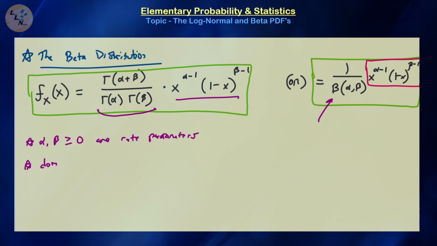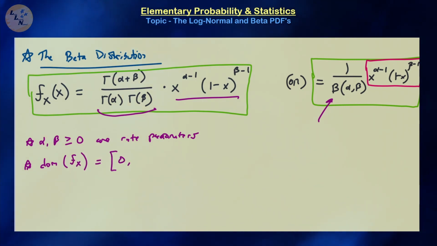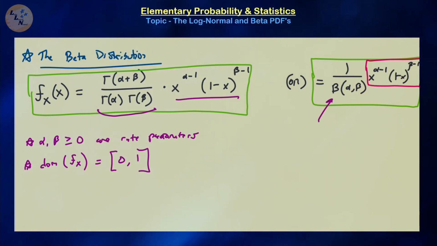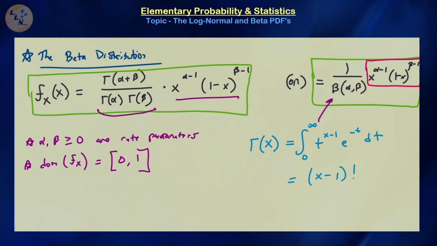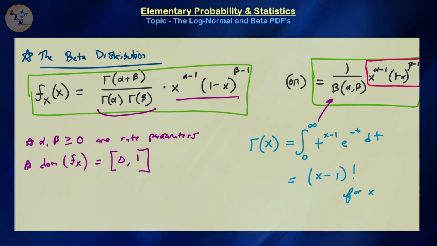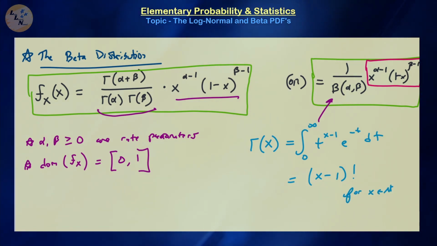Also, the domain of a beta random variable is going to be the closed interval 0 to 1, and that's pretty much what's going on here. Now if you don't know what the gamma function is by now, that's perfectly okay, but remember that the gamma function of x is equal to the integral from 0 to infinity of t to the x minus 1 e to the minus t dt, not dx. And as long as x is a natural number, then it's actually equal to x minus 1 factorial.